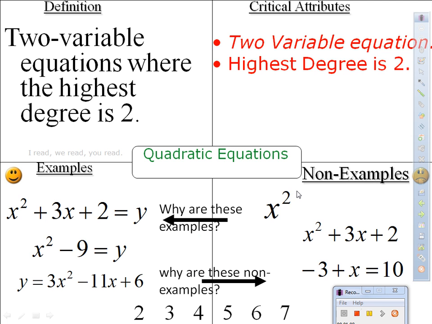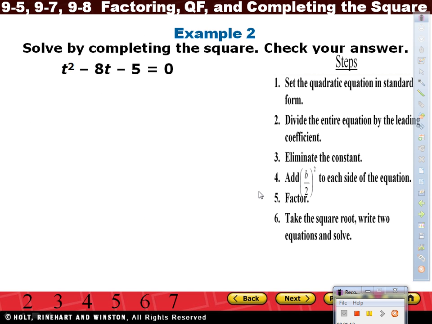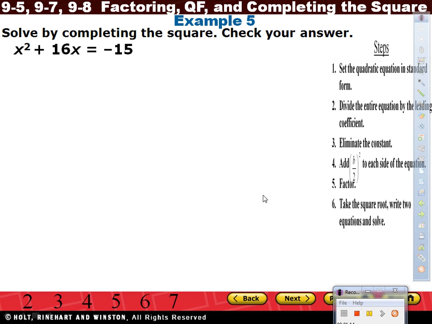So with that said, we know what quadratic equations are. We know our steps. So I'm going to go straight to continue here. Copy this one down and label it example number 5, and copy x squared plus 16x equals negative 15. It goes on the top left of your paper. Yes, example 5.